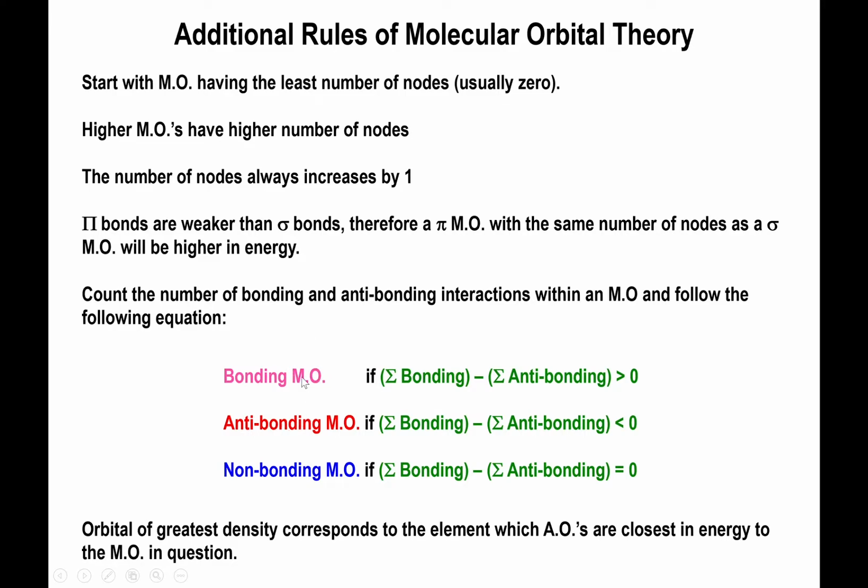Now, generally speaking, what I'll point out is that if you have a molecular orbital that's considered to be bonding, you must have more bonding orbitals than you do anti-bonding orbitals. If you have a molecular orbital that is overall anti-bonding, you're going to have more anti-bonding than bonding. And if you have equal amounts of both, then technically this is non-bonding.